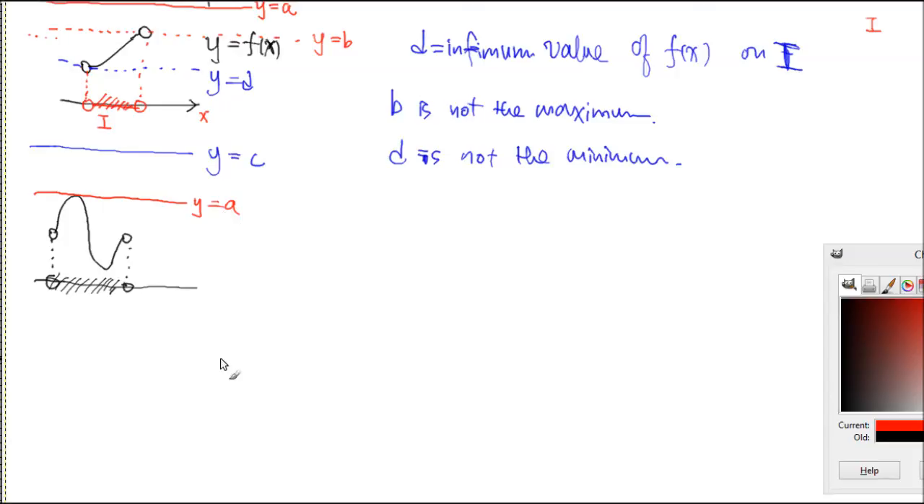How about the highest line, such that below it there's nothing? And that's this line right there. You agree? I'm going to call that y equals b. So what is the name of this value a?